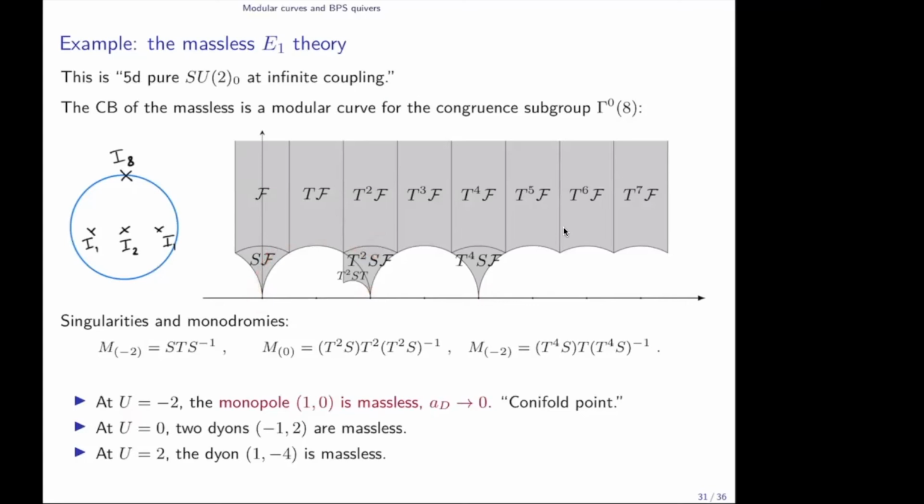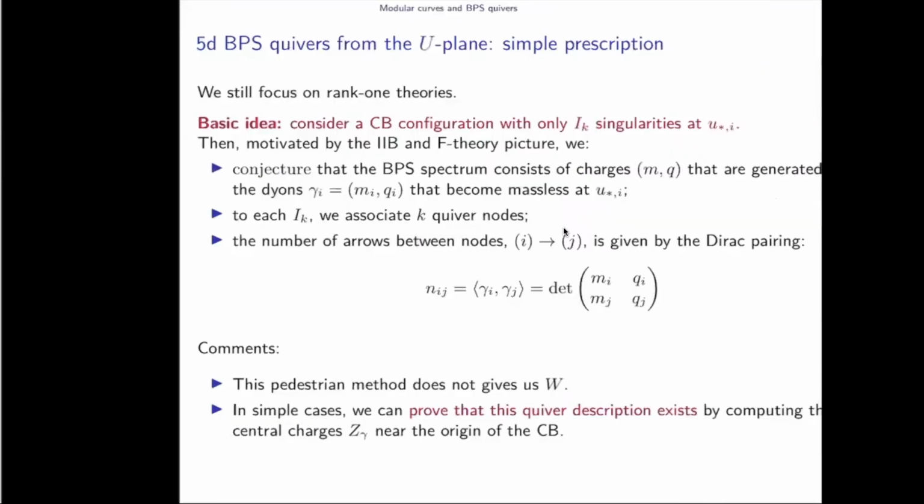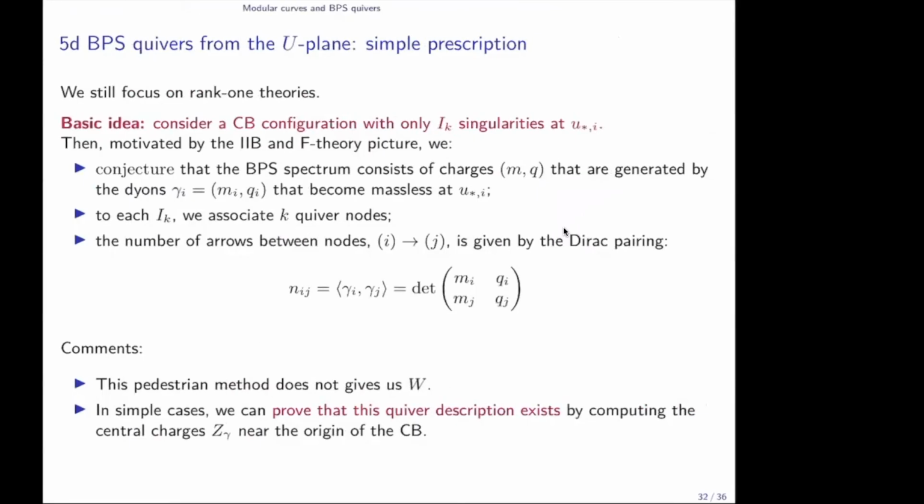That would be a kind of quiver point. That's a conjecture. And so we can pick those states that become massless here as a basis of my BPS quiver, as the simple objects of my BPS quiver. And then if that's the case, we can just compute the quiver by looking at the arrows, which are again the Dirac pairing between electromagnetic charges. So this is the pedestrian way of getting the quiver, but not the superpotential.